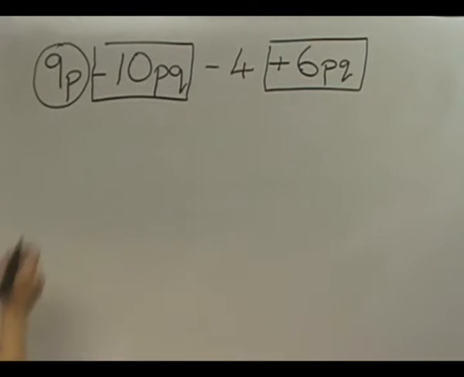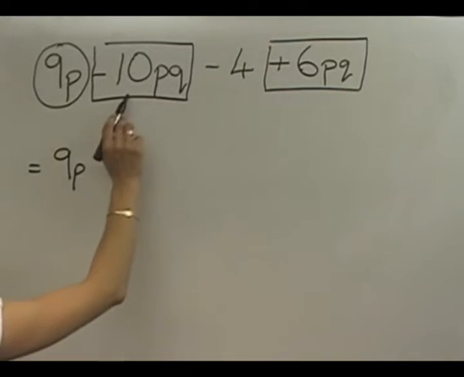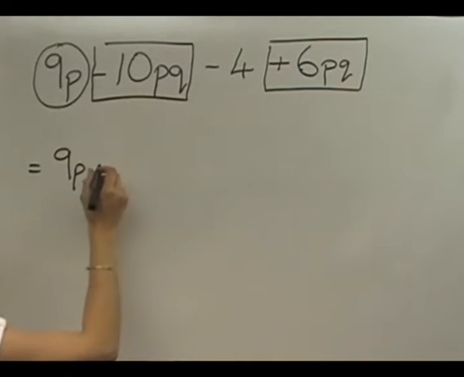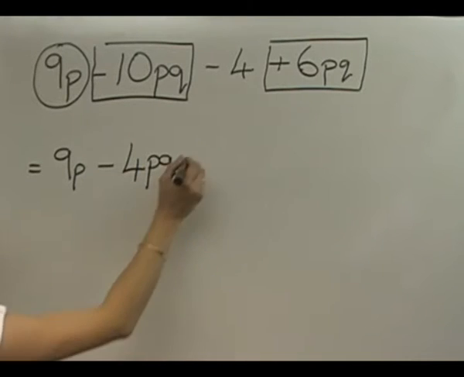So we've got 9p, and we've got what? Negative 10pq add 6pq makes negative 4, so take away 4pq, and then just take away 4 in the end.